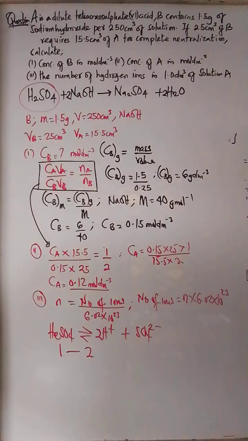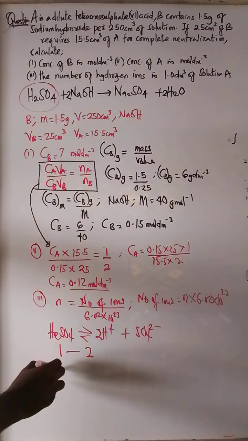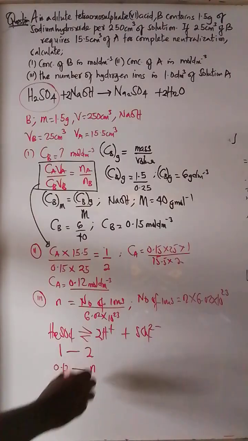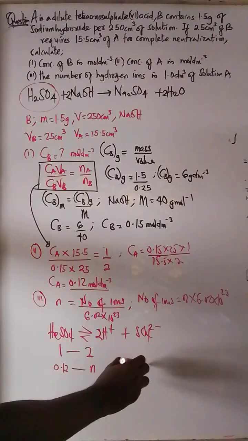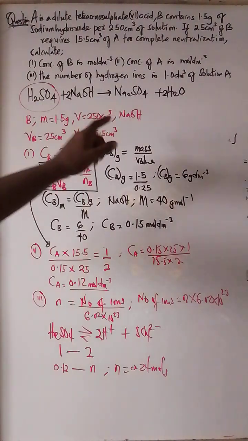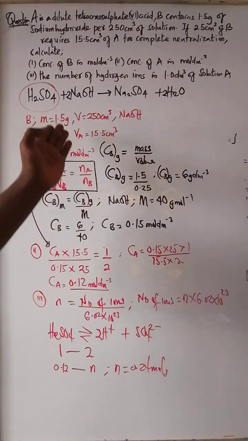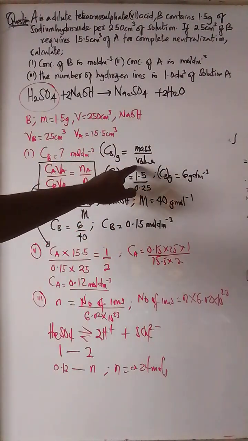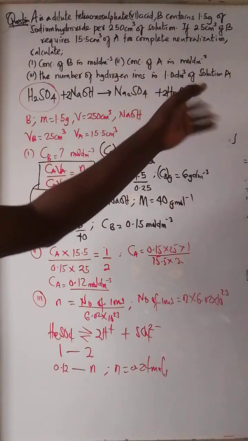But what is the concentration of A itself in the question? Ca is 0.12. So when the mole of this acid is 0.12, N times 1 is N, and 2 times this gives us 0.24 moles. This is the number of moles. And this question I've made easy: the number of hydrogen ions in 1 dm cube of solution of A. We've been dealing with 1 dm cube, and when we are told per 2 dm cube, we have to do some manipulations there.